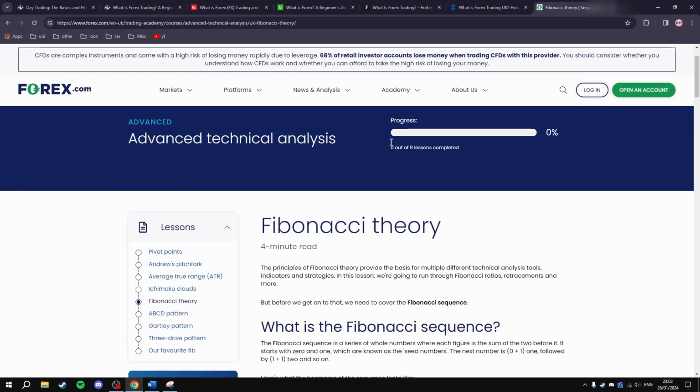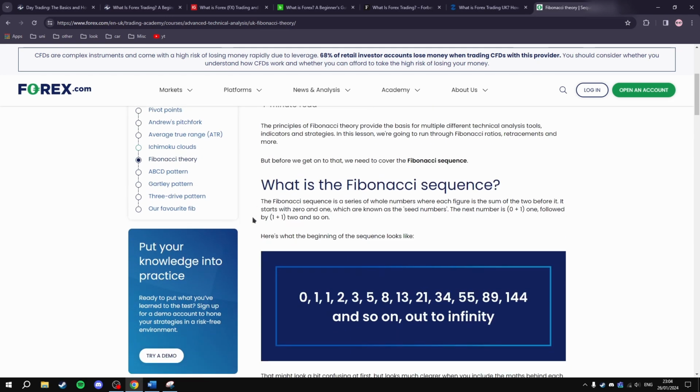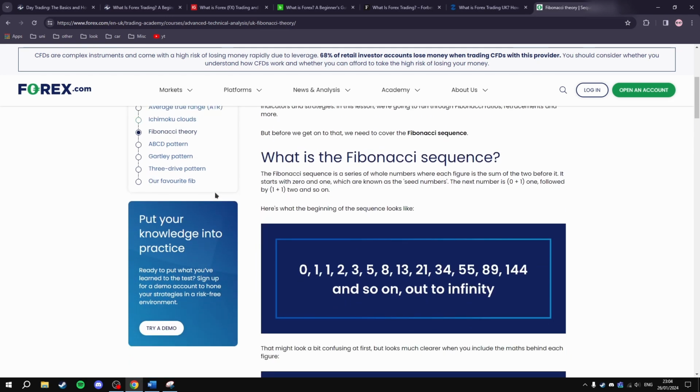The Fibonacci theory. The principles of Fibonacci theory provide the basis for multiple different technical analysis tools, indicators, and strategies. In this lesson, we're going to run through the Fibonacci ratios, retracements, and more. But before we get onto that, we need to cover the Fibonacci sequence. What is a Fibonacci sequence?